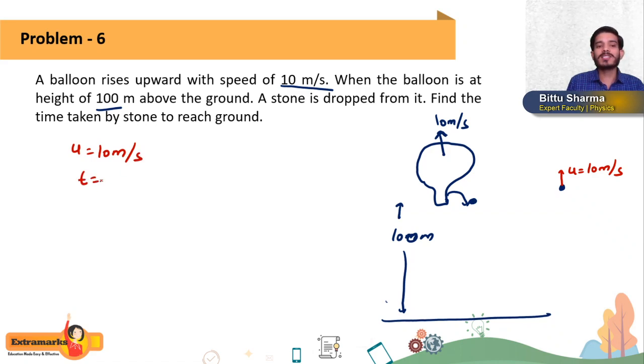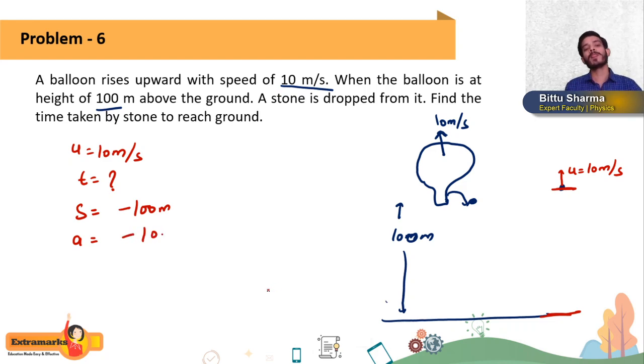Time they are asking. Distance, how much? Total displacement, how much from here to here? The total displacement is 100, but it is in downward direction, so we will write minus 100 meters. Acceleration due to gravity is minus 9.8, so let us say minus 10 meter per second square. Time we can easily calculate by using the second equation of motion. So what is the second equation of motion? s is equal to ut plus 1 by 2 at square.